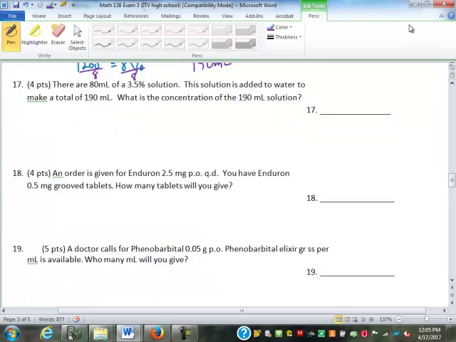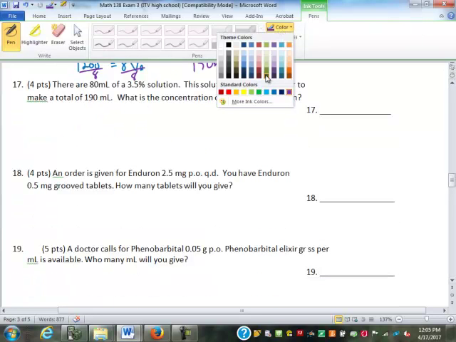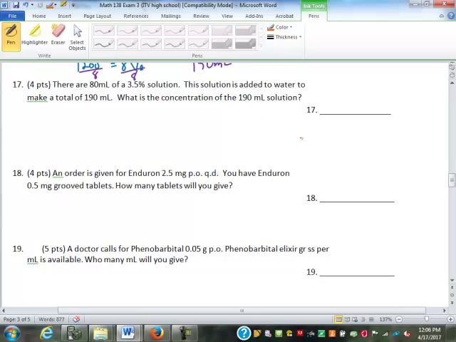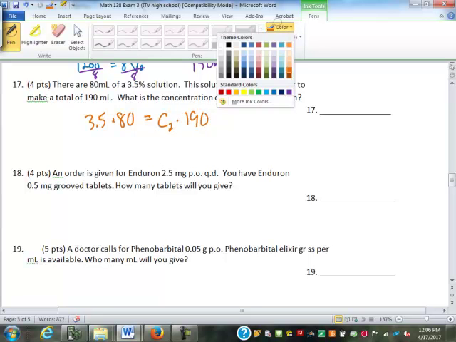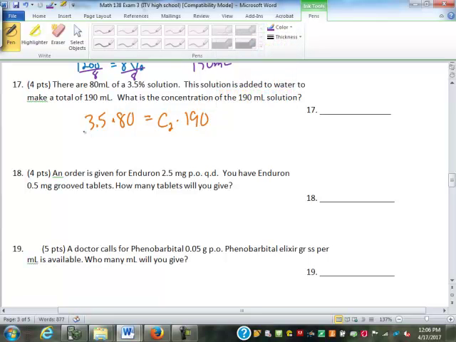Okay, number 17. 80 milliliters of 3.5% solution. So 3.5 times 80 equals. This solution is added to water to make the total volume 190 milliliters. What is that concentration? So C2 times 190. So we have 3.5 times 80, which is 280.